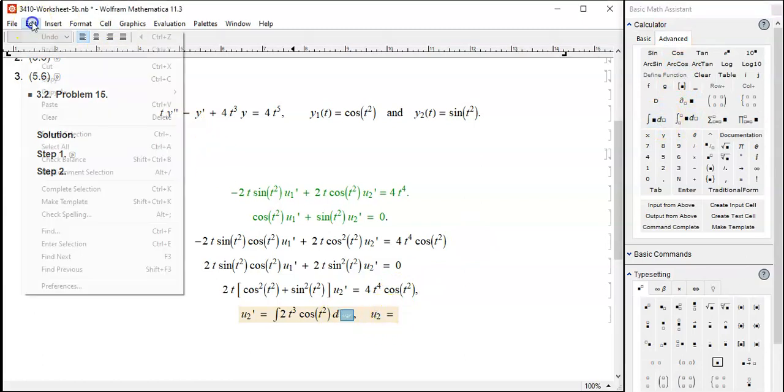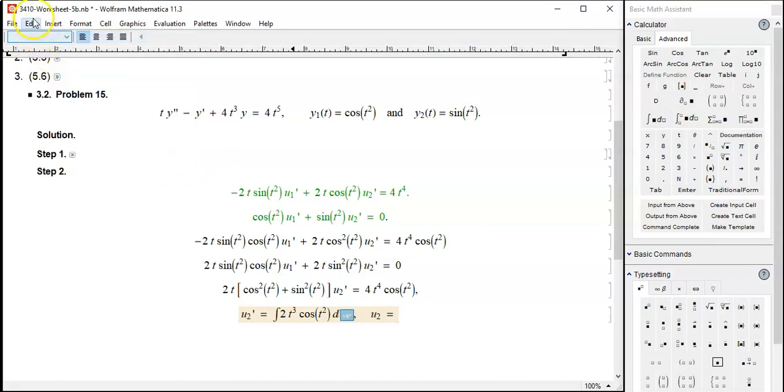Oops. Oh, it's too late, excuse me. And then here, I have to get these back. Sorry about that. Okay, all right. So we can find out what u2 is by calculating this rather complicated integral.